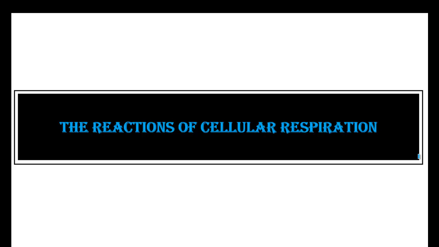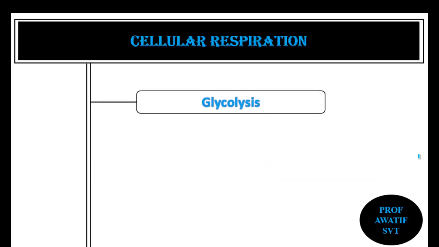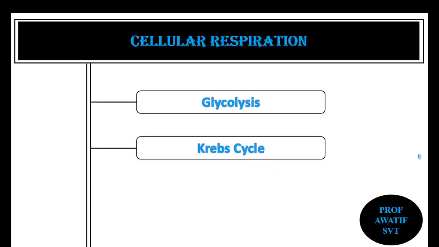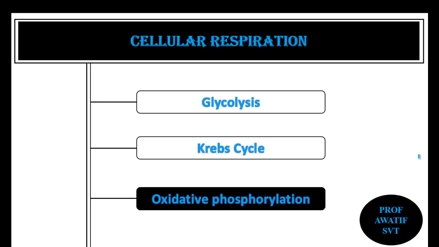In this video we are going to keep talking about the reaction of cellular respiration. As you know, cellular respiration has three main phases. The first phase is glycolysis, second we have the Krebs cycle, and the last phase is oxidative phosphorylation, or the electron transport chain. In this video especially, we are going to be talking about oxidative phosphorylation.